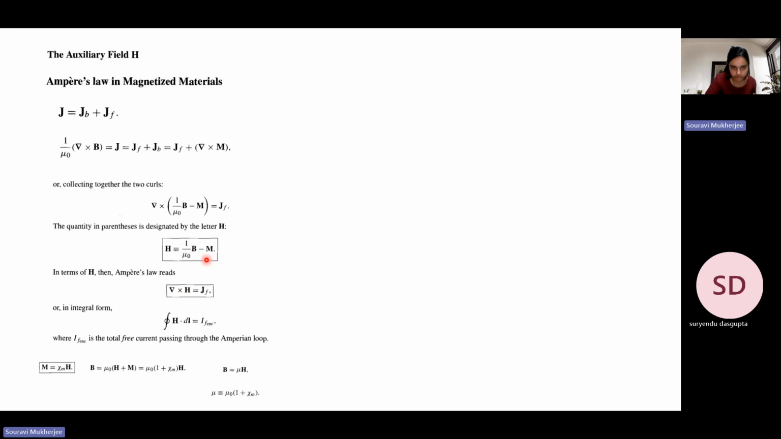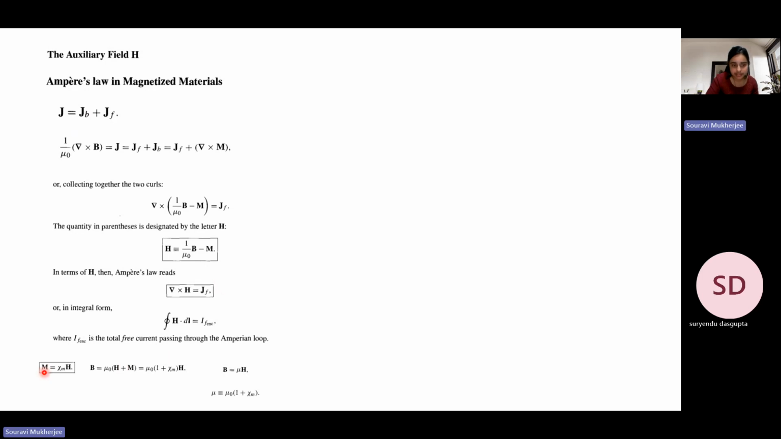So as you can see now, if you use this expression, you get curl of H is equal to J_f, where J_f is the free current. Okay, so if you look at just the auxiliary field, it takes into account the effect of the free currents that are there in the system. While if you look at B, it has contribution of both the free current and the bound currents that might have been generated in the medium. Okay.